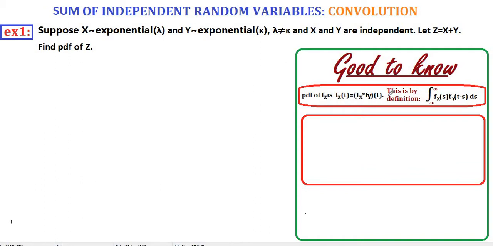Hello everybody. In this video, we are going to go through some examples of independent random variables. In other words, we are going to convolute two functions.